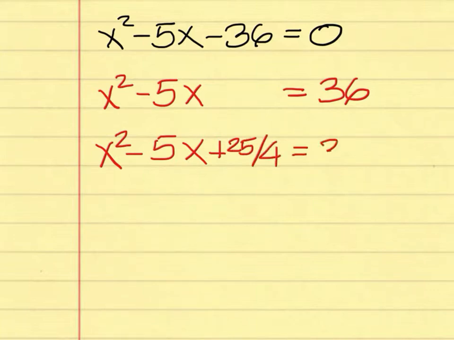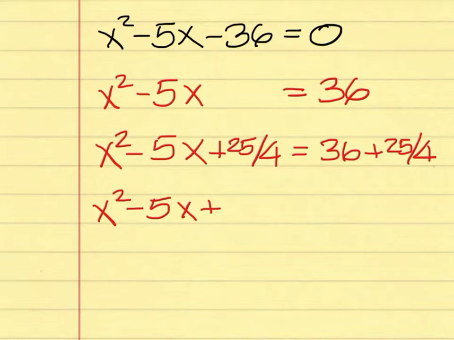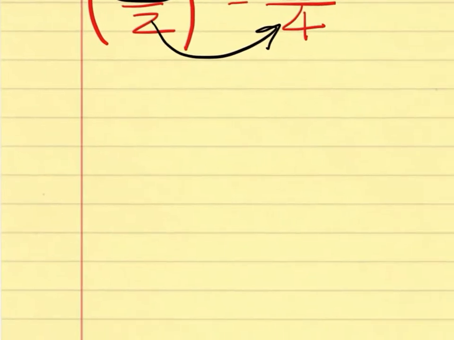But what you do to one side, you must do to the other. And you add 25 over 4 onto the right side. You can't do anything yet with the left-hand side until you have simplified the right-hand side. 36 plus 25 over 4. We can do that over here. 36 plus 25 over 4.